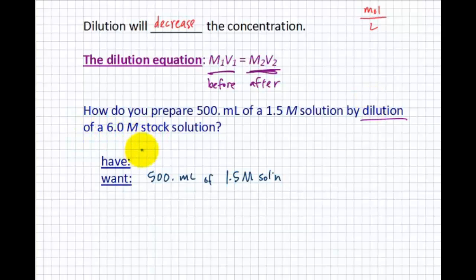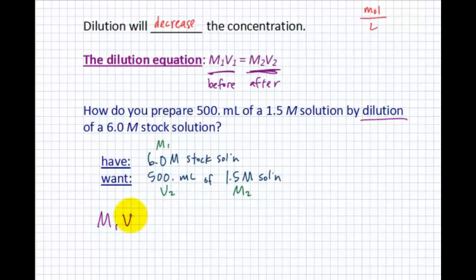That's what we have already. We've got access to a 6.0 molar stock solution. And what we'll need to do is figure out what volume of that stock solution we need in order to make this particular new solution. So the things we have are the ones, the things before dilution. So 6.0 molar is M1. I want 500 milliliters. That's a volume. That's V2 because that's the volume we'll have after the dilution is done. And the 1.5 molar is the concentration that we'll have after the dilution is done.